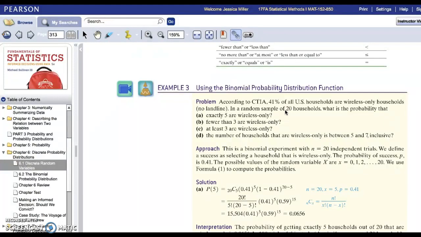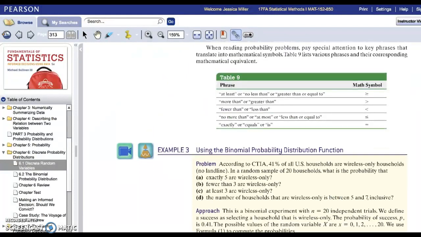Think about each trial. There's 20 trials in this case. We poll 20 households, and each household could be wireless only, success, or not, failure. So we could have 0 successes, 0 wireless only, 1, 2, 3, all the way up to 20 wireless only. Sometimes we might get exactly 5, sometimes fewer than 3, sometimes at least 3, or any combination in the middle.